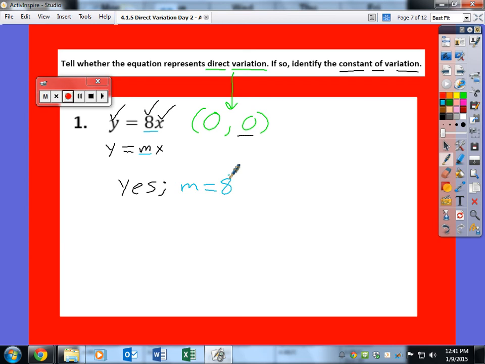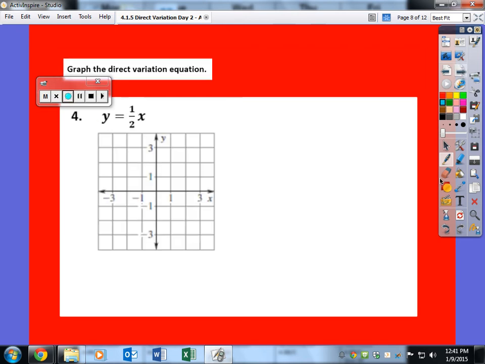The one thing I'm going to point out here is that this equation is already solved for y, which means that if you have an equation that's not already solved for y, then you're going to have to solve it for y. That's something you're going to need to be able to do. There's number 1. Here's 2.